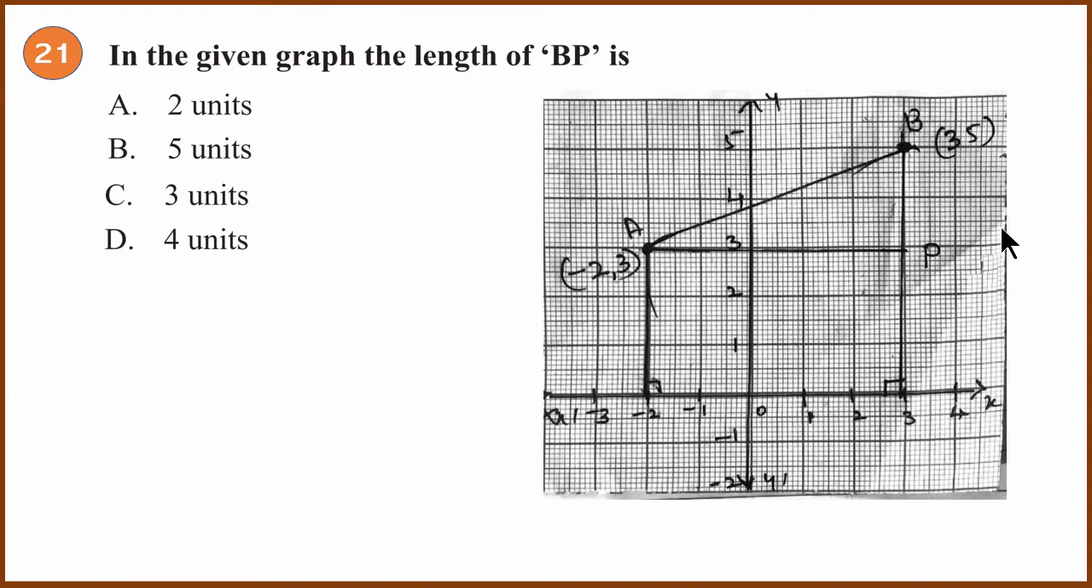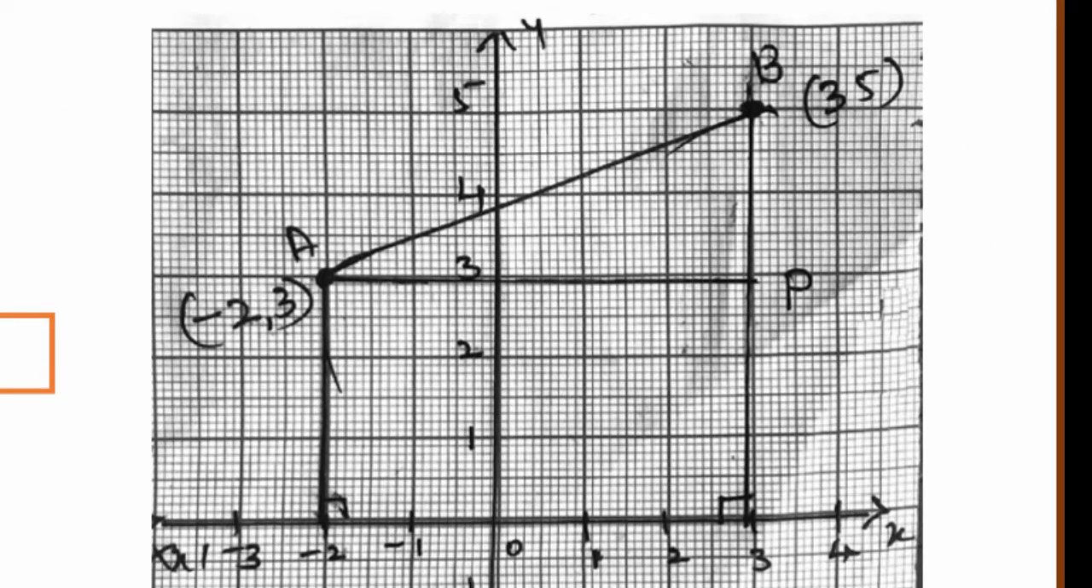First question. In a given graph, length of BP. What is B? B is 3, 5. What is P? P is 3, 3. The distance between these two is 2 units. 1 unit, 2 unit. Answer is 2.